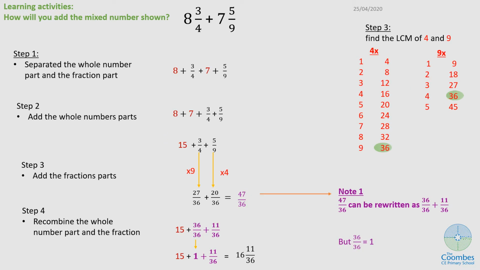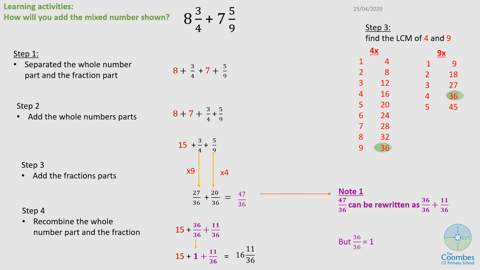Now this is the second one. How do we go about adding 8 3/4 to 7 5/9? Again, we follow the steps. Step 1 was to separate the whole number part and the fraction part. So if I separate this into the whole number part, I'll get 8 whole, and I'm going to add 3/4. If I separate this, I'm going to get 7 whole and 5/9.